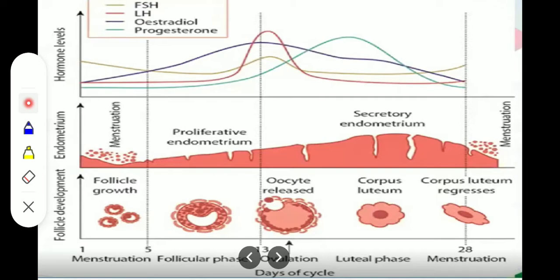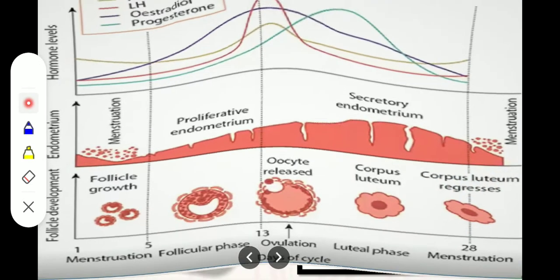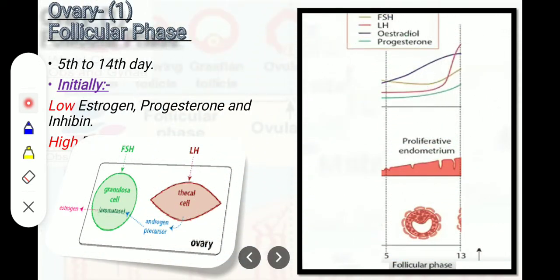Okay, so let us discuss the first phase. That is the first phase of the ovarian cycle, the follicular phase, and it starts from day 5 to 14. So we are studying it at the ovarian level. That is the follicular phase from 5 to 14 days.